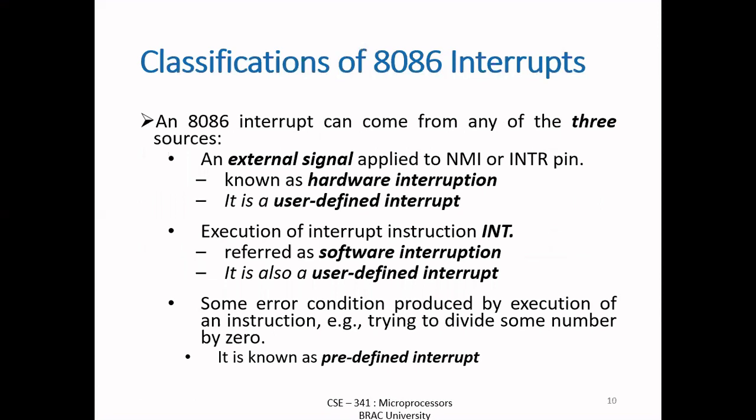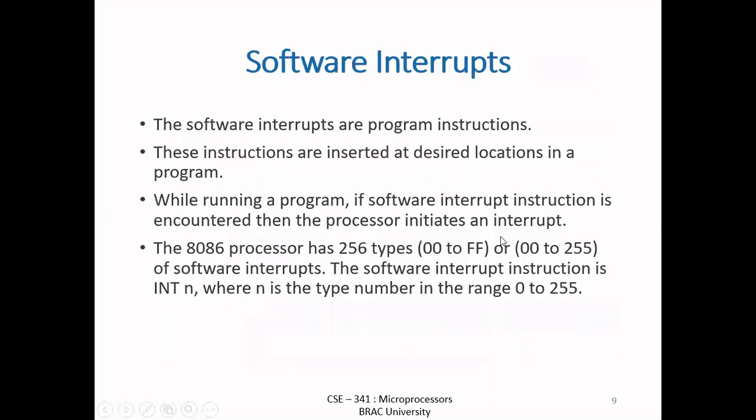So an 8086 interrupt can come from any of three sources. One source is an external signal applied to the NMI or INTR pin. An interrupt caused by a signal applied to one of these inputs is referred to as a hardware interrupt. A second source of interrupt is execution of the interrupt instruction, that means INT. This is referred to as a software interrupt. This is the INT that I have explained in this slide: INT 21, INT 10, INT 9.